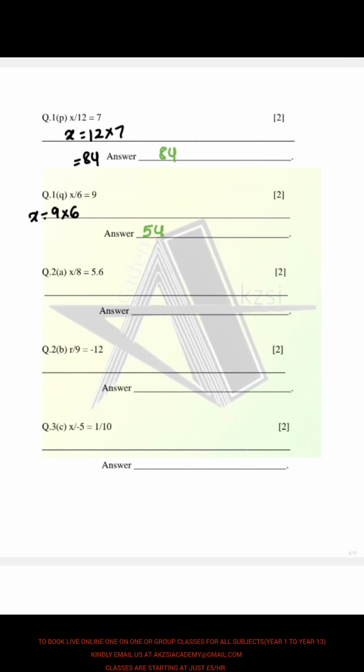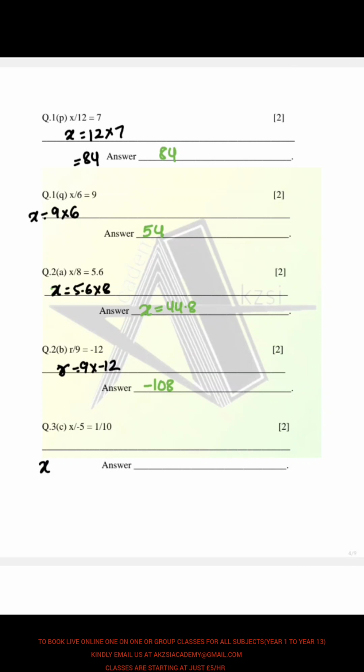That means I need to multiply both the sides by 8, and it will give me x equals 5.6 into 8, which is finally x equals 44.8. So x equals 44.8. Next is, again we have to multiply both the sides by 9. It will give me x equals 9 into negative 12, which will give me negative 108. The next is again multiplying both the sides by negative 5.